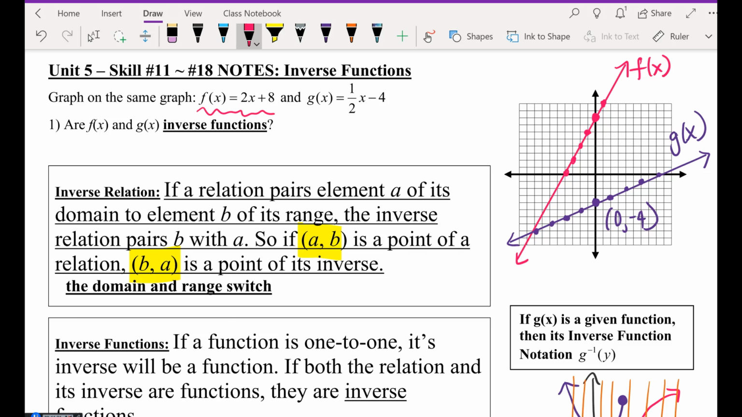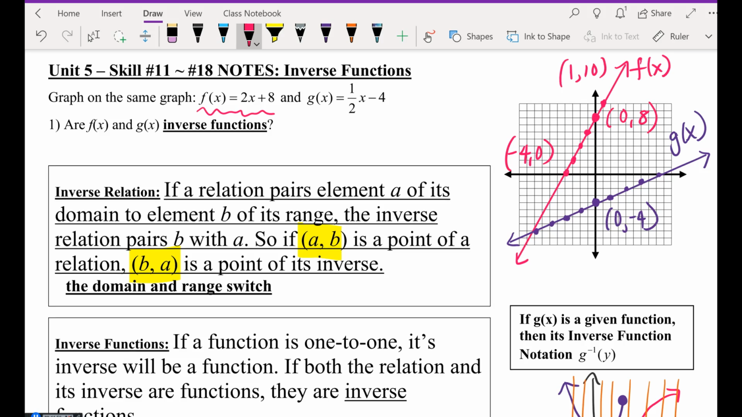Give me one of the points on the red line. 0, comma 8, perfect. 1 point is not enough to prove. Every single point has to be true. So we'll prove about 3 to 4 points. Give me another point on the red line. -4, comma 0. Okay, give me another point. Give me another point on the red. 1, 10. 1, 10, okay, I'll take it.